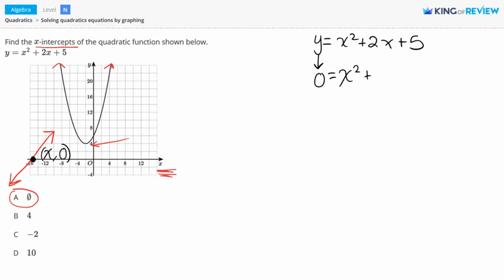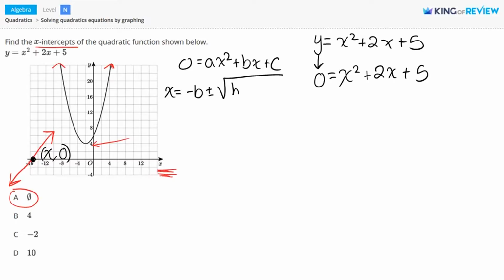We have 0 equals x squared plus 2x plus 5. So when we have an equation that's in the form 0 equals ax squared plus bx plus c, we can use the quadratic equation. This equation is x equals negative b plus or minus the square root of b squared minus 4ac, and this is all divided by 2a.